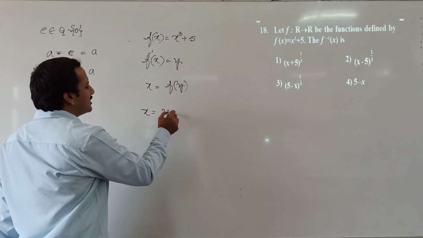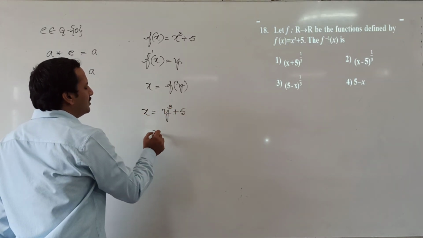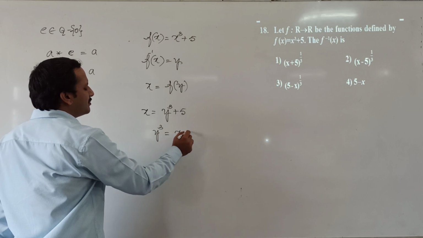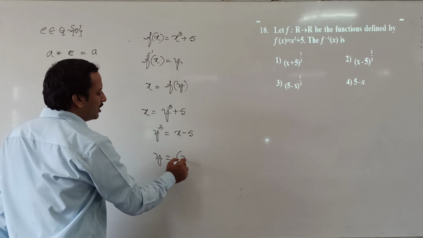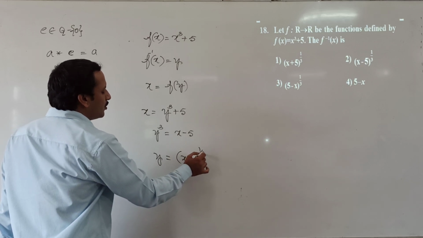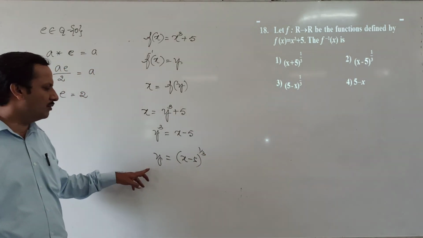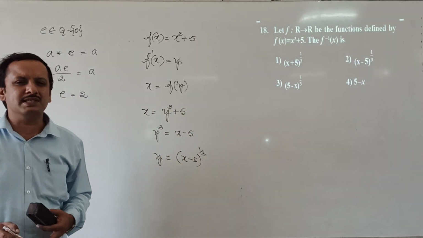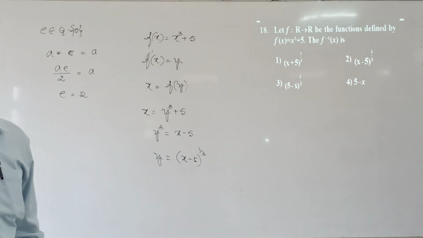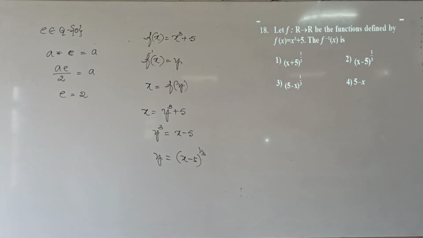f of y is y cube plus 5. So y cube is equal to x minus 5, which means y is equal to x minus 5 to the power 1 by 3. y is nothing but f inverse of x. So the second option is the answer. f inverse of x is equal to x minus 5 to the power 1 by 3.